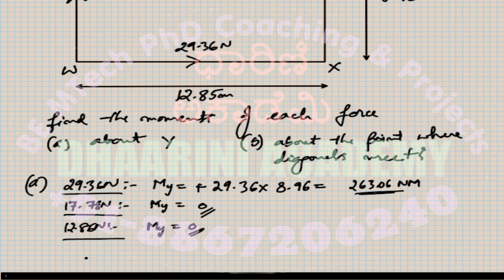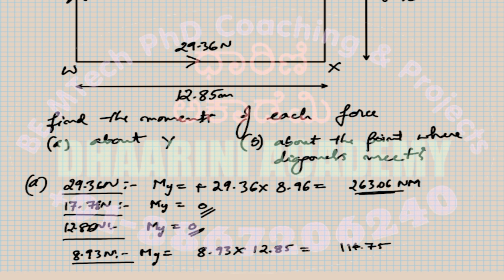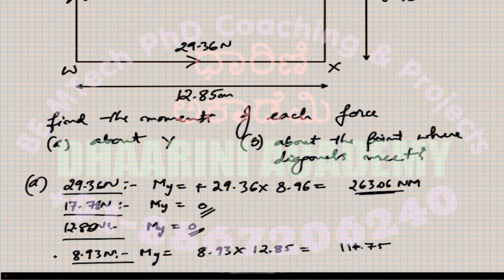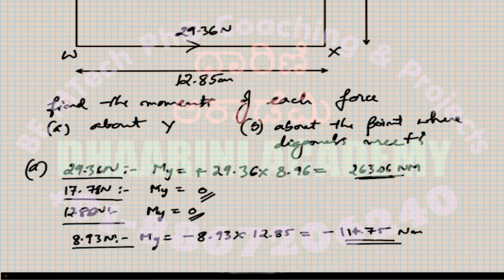Next we are calculating for 8.93 Newton. So the moment about Y is equal to the force 8.93 into the distance. Distance is now 12.85. And what is the direction? Not anti-clockwise, it's clockwise, so negative, right? So this is minus Newton meters. All right, that is right. So part A of the question is done.